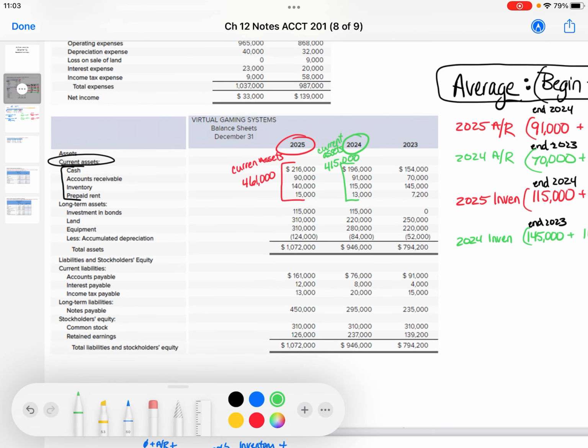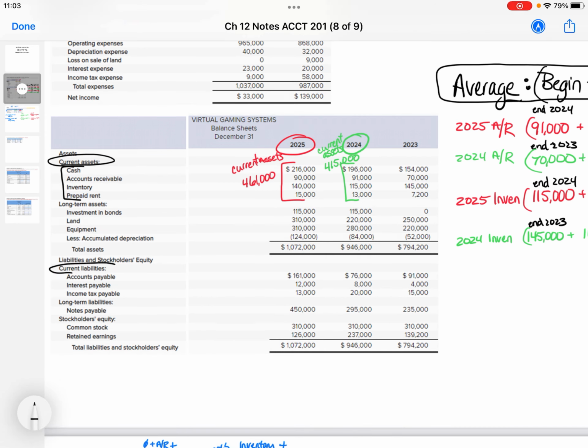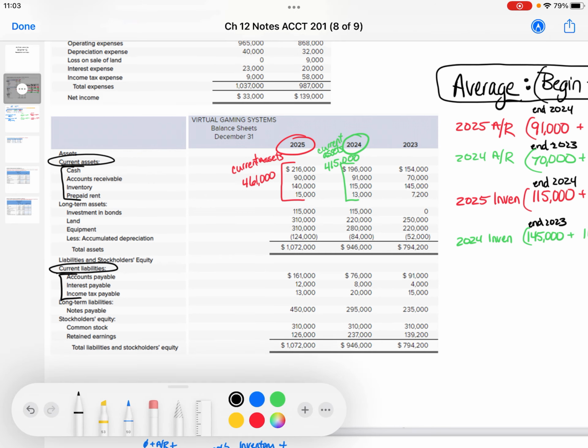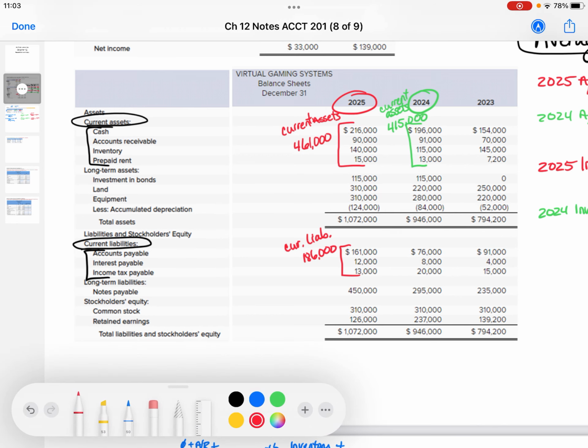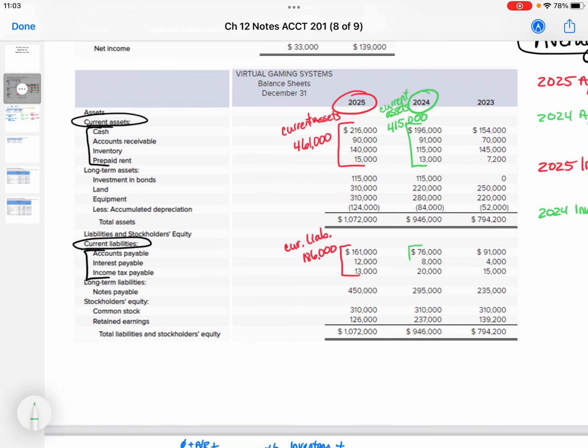Okay. Now what we need to do is do the same thing for current liabilities. So current liabilities, they're listed right here. There's 3 of them. So for the prior year, for the current year, let's do the current year first. For the current year, current liabilities would be $186,000. I'm going to abbreviate this one. And then for the prior year, current liabilities would be $104,000. Now I'm not totaling up here 2023. The only time we need 2023 is if we're doing an average. And we're not doing an average for this problem. We're just going to take current assets and divide it by current liabilities.